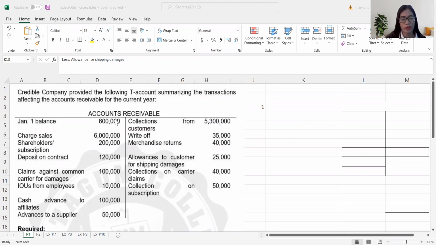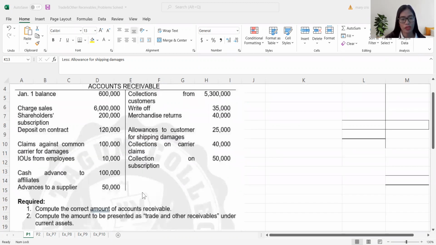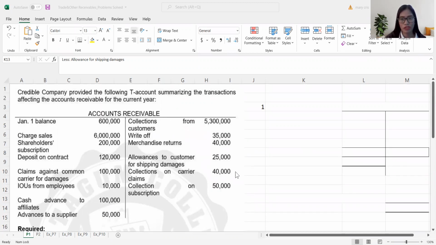So we'll start with the problem pertaining to Credible Company. In this problem, what we are asked to compute is the correct amount of accounts receivable and the amount to be presented as trade and other receivables under current assets. So first, let's just analyze muna what the problem is all about.